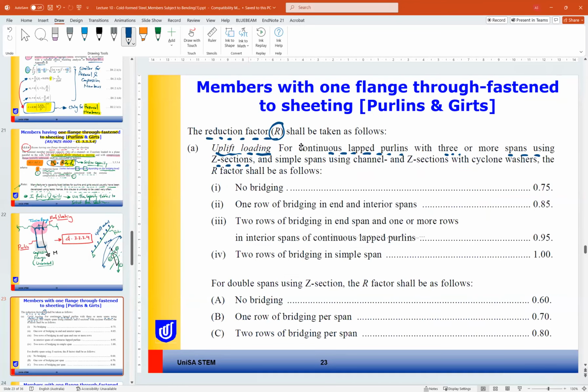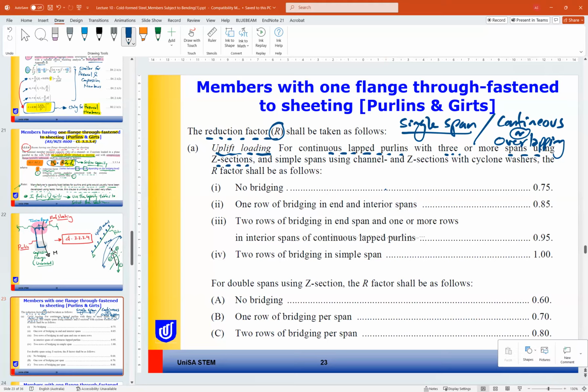for uplift loading, for continuous slab purlins, you also have two cases. We have single span and continuous or overlapping. So you also need to select the purlin accordingly. You can assume whatever you want in your project. If it is not mentioned, you can assume either single span or continuous or overlapping.